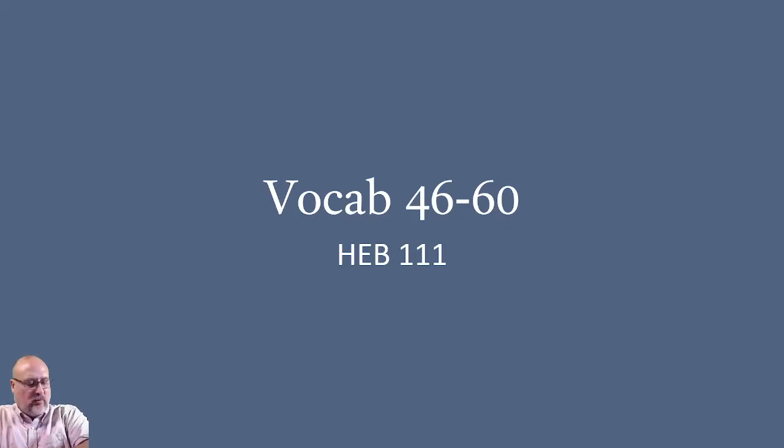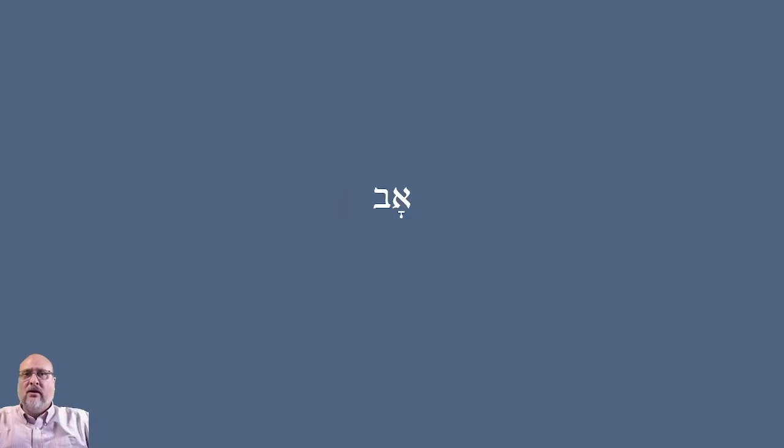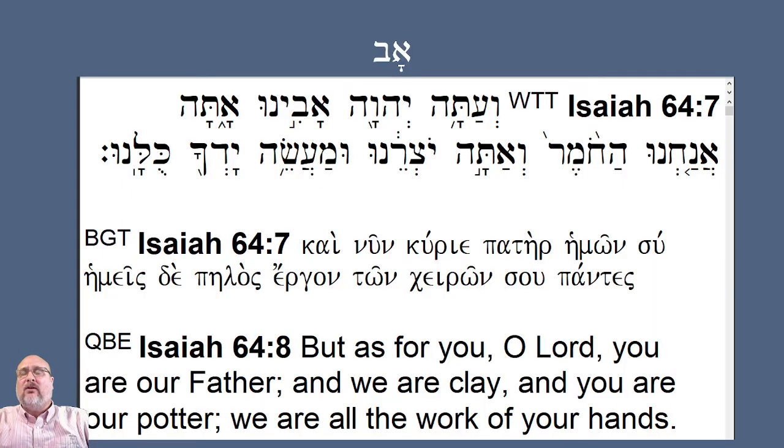I wanted to do this pre-video before our class on Tuesday, and so here is the vocabulary. We're working through the first 500, and this is 46 through 60. Av is probably one you already know from maybe Aramaic studies or New Testament studies, Abba. Ab is the Hebrew form. It means father. And here's a place where it appears.